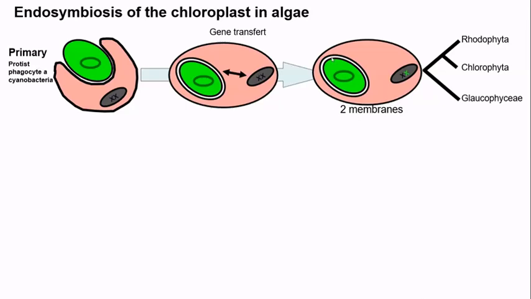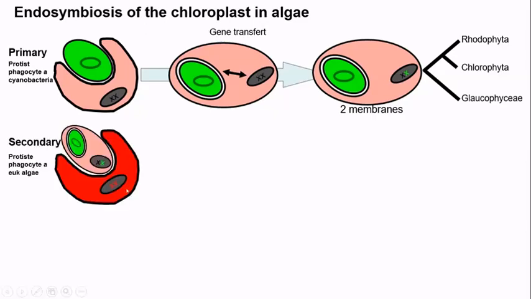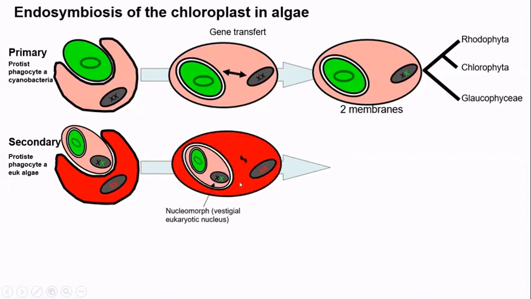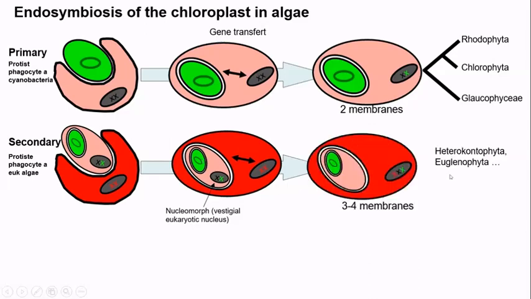And of course, when you look at the chloroplast of these groups, you have membranes coming from the membrane of the cyanobacterium and the membrane of the protist. So this is the primary endosymbiosis. Now you had a secondary endosymbiosis with a protist. So you take a eukaryote alga. Again, you had gene transfer between both organisms, and this became the chloroplast of, for instance, diatoms, so Heterocontophyta, and Euglenophyta.